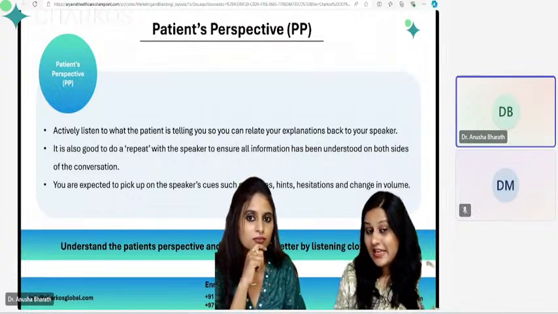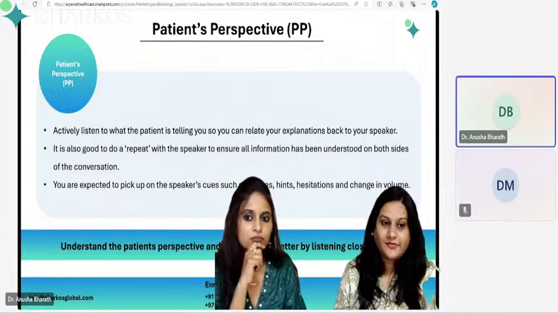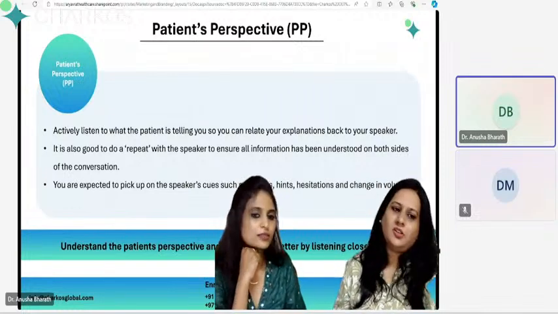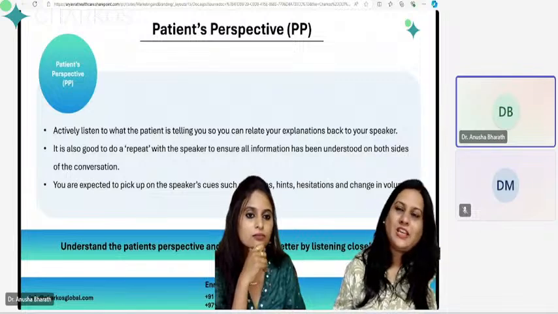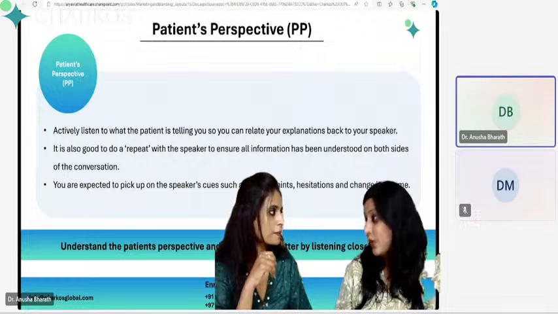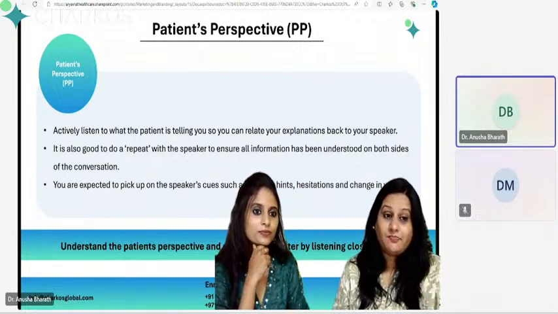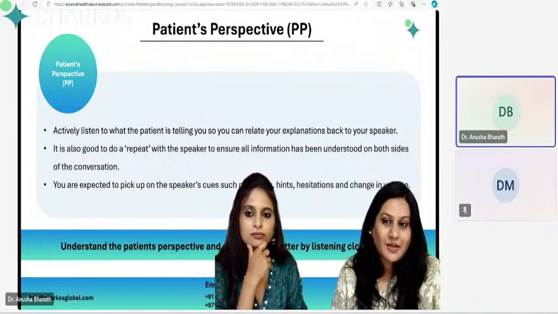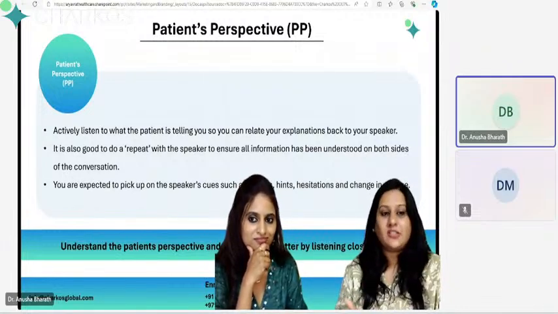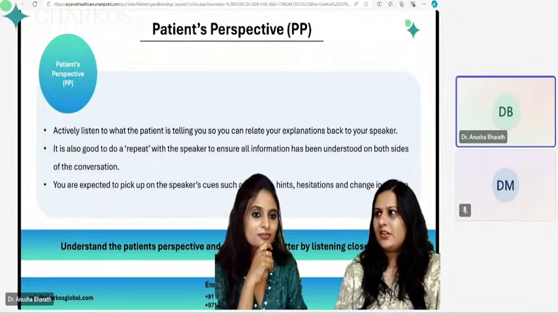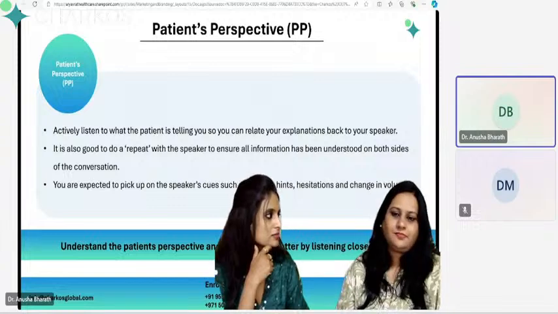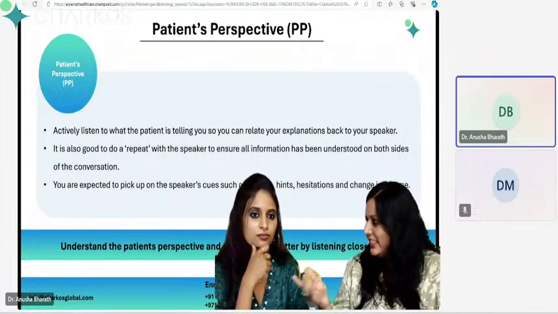So try to understand the problem from the patient's perspective. That's where being non-judgmental comes into place, and you have to be a good listener. That should be one of the important qualities that a nurse should develop. You have to patiently listen to whatever the patient says, because definitely you would have come across n number of patients, and you cannot expect everyone to be the same.